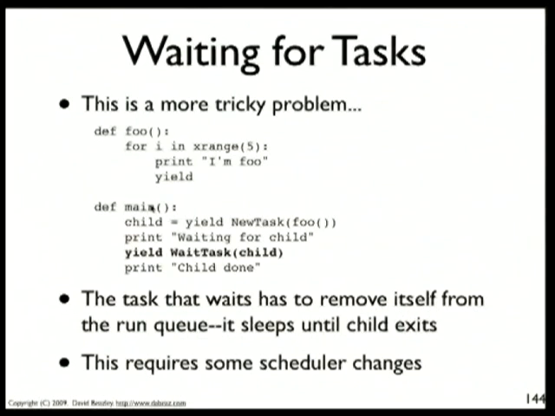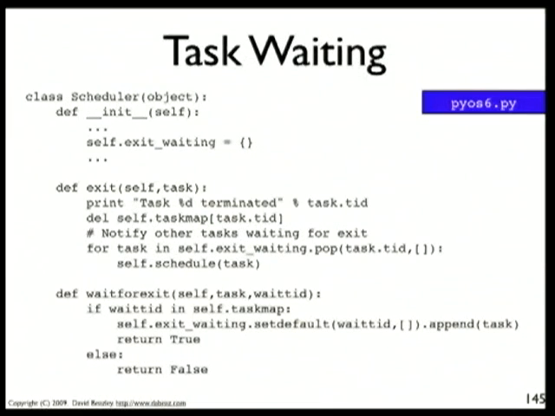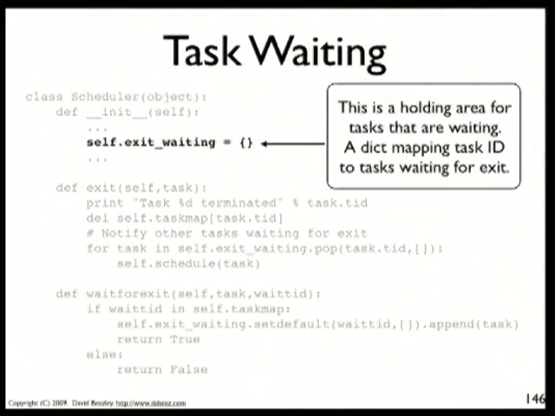And so to deal with things like that, you start getting into other kinds of scheduler changes. The way that you do it is, if a task is going to wait for something, you actually have to have some kind of waiting area. So there's essentially a dictionary, a collection of tasks that are waiting for some other task to exit. It's just a dictionary that maps task IDs to task objects.